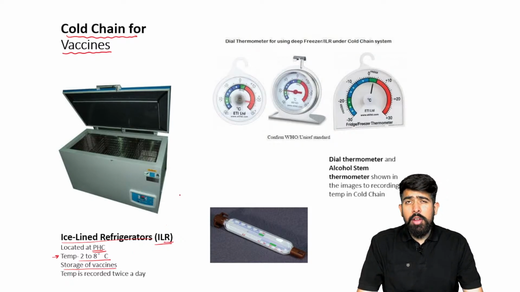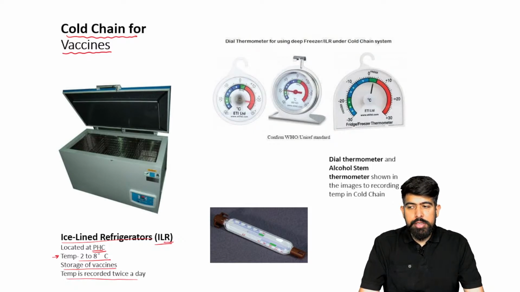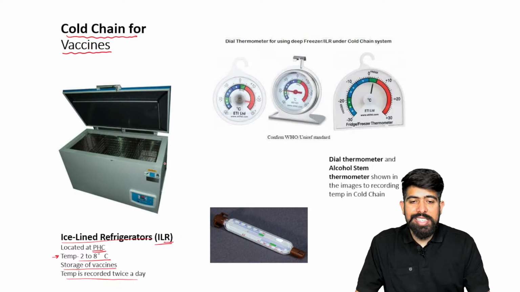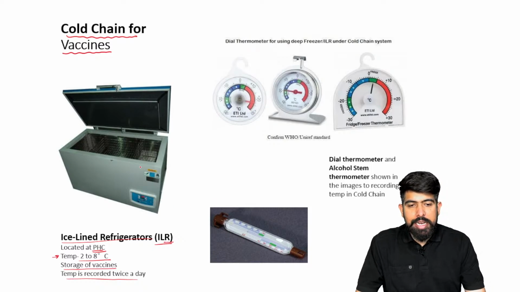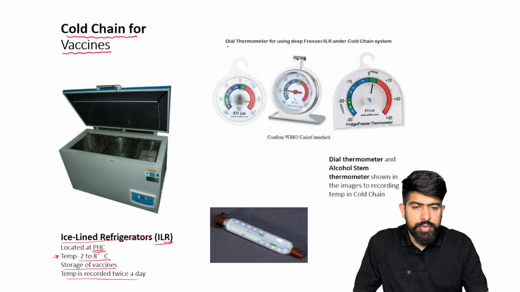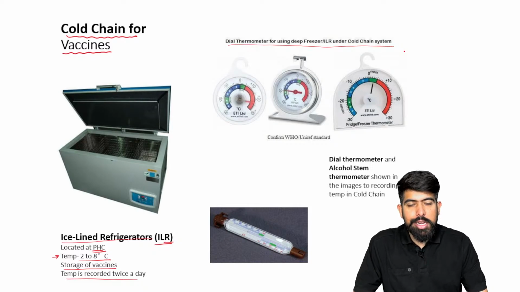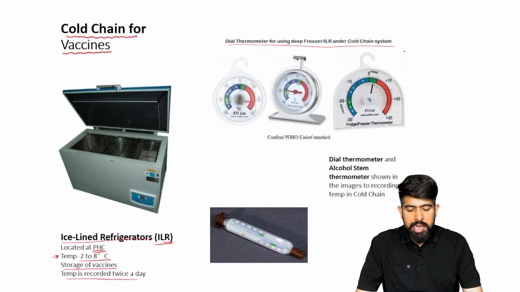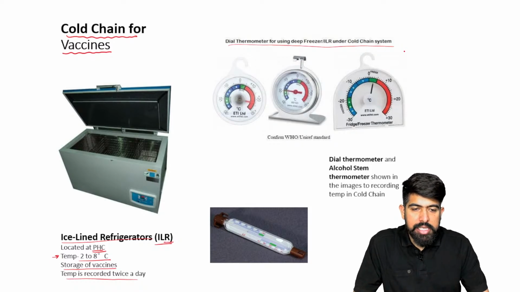And for this ice lined refrigerator, the temperature should be recorded twice a day, to check whether the temperature is maintained or not. So what is the ideal temperature? From 2 to 8 degrees should be the temperature of this ice lined refrigerator. For checking whether it is working normally or not, we have the dial thermometer, which is used in the deep freezer or in the ILR, your ice lined refrigerator, for the cold chain. Can you see? This is the dial.